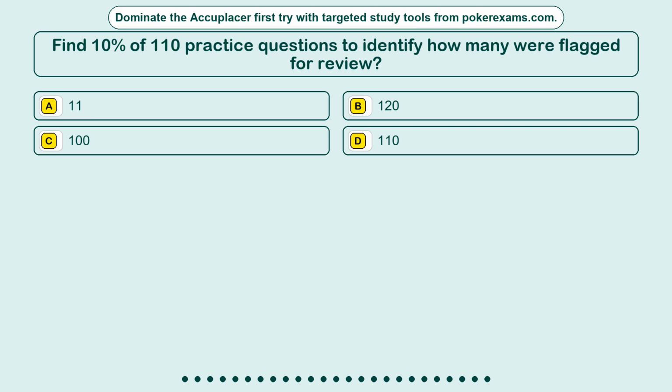Question 4. Find 10% of 110 practice questions to identify how many were flagged for review. Option A, 11. Option B, 120. Option C, 100. Option D, 110.